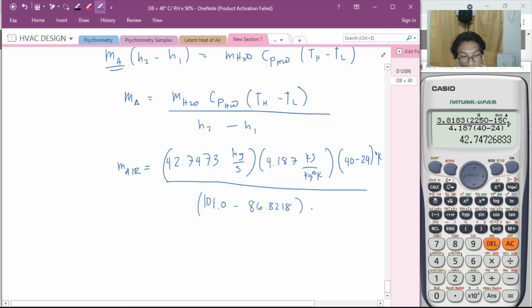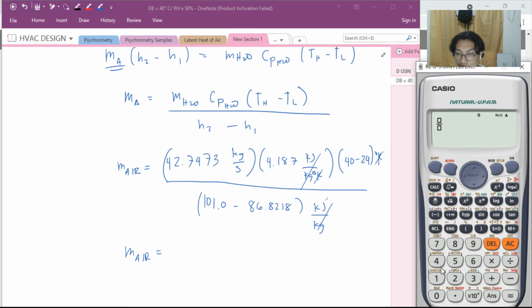8218 kilojoule in every kilogram. So, matitiran dyan is kilogram per second. Kilogram per second. Yan. So, the mass of air now that is induced to your cooling tower is 42.7473 multiplied to 4.187.